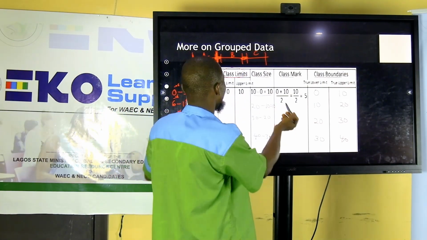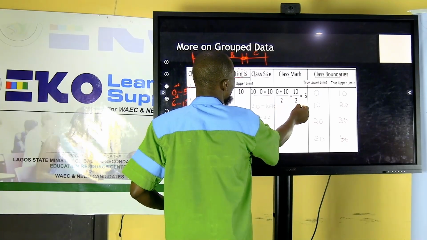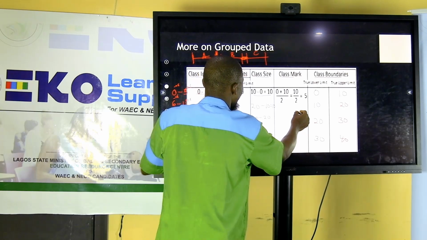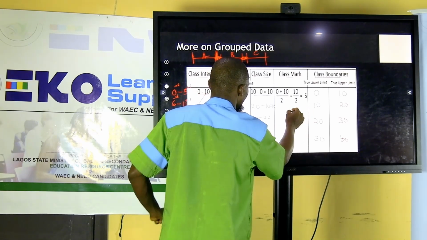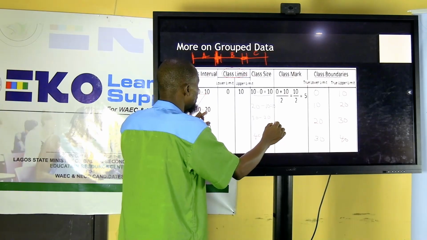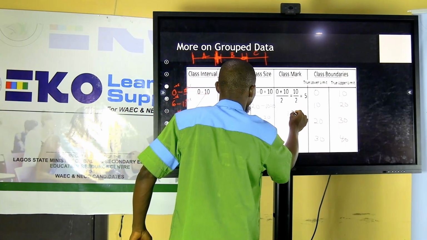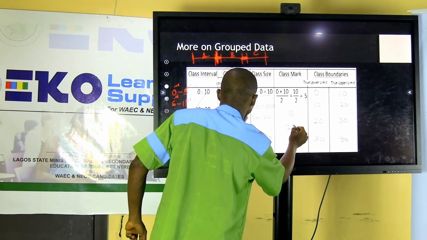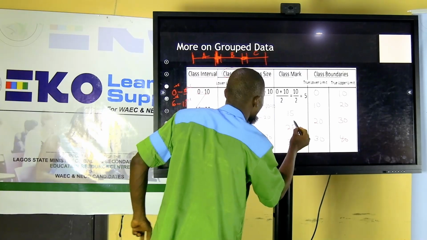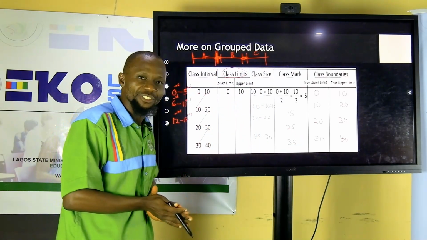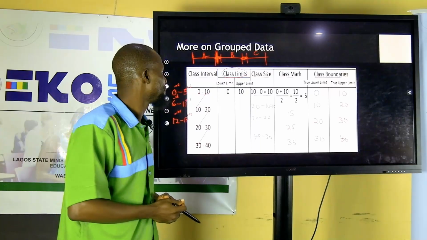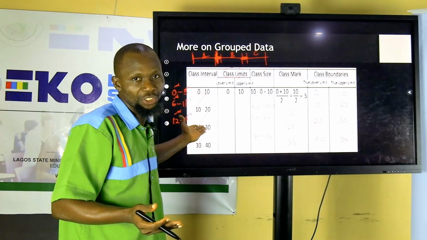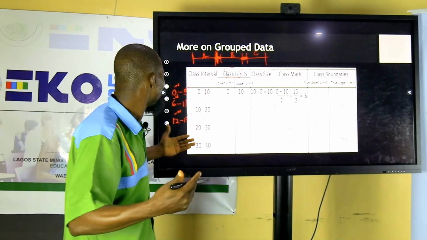So you had 0 plus 10 divided by 2. For this, it will be what? 10 plus 20 divided by 2, and that will be the same thing as 15. If you had 10 plus 20, that's 30, divided by 2, that's 15. For this, 20 plus 30, that's 50 divided by 2, that's 25. And for this, it is 35. So that is one of those things that we need to know in group data, because in our subsequent classes, we'll see how we can find the mean of such data, how we can find the standard deviation and all that.